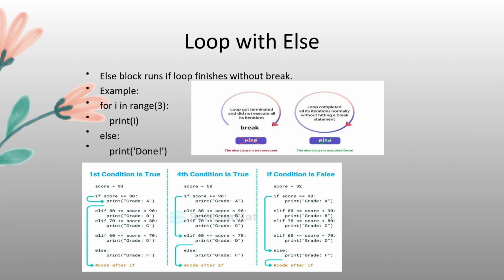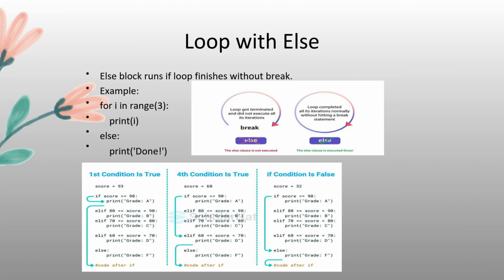You can think of it like this. If the loop finishes cleanly, else runs. If the loop is broken midway, else does not run. This is especially useful in search operations. For example, if you are searching for an item in a list and you find it, you use break. If the item isn't found at all, the loop finishes naturally and the else can show a message like not found.